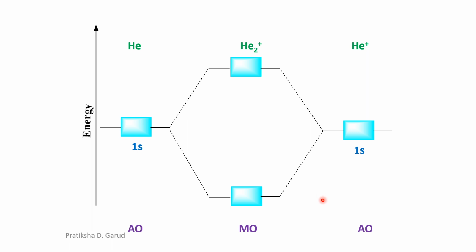There are 2 atomic orbitals, therefore 2 molecular orbitals. Lower is the bonding, upper is the anti-bonding. The bonding molecular orbital is sigma 1s, the anti-bonding molecular orbital is sigma asterisk 1s, right? So let us see the filling of electrons. We know that there are 2 electrons in the helium atom and 1 electron in the He plus ion. So this is the first and second electron in the atomic orbital of the helium atom, while there is a single electron in the atomic orbital of the helium ion.